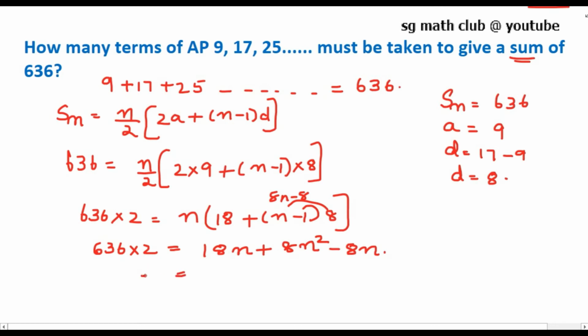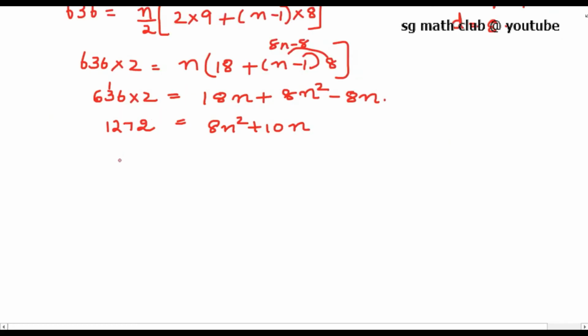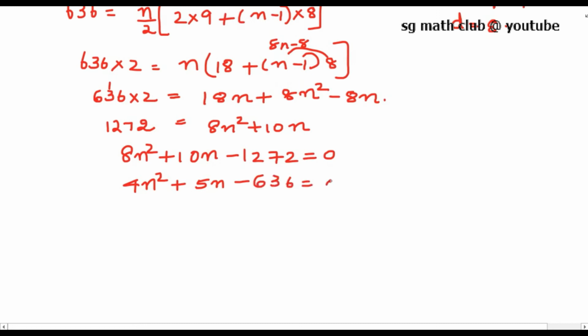When you multiply this by 2, 1272 equal to 8n square plus 10n. Now we can make it in the form of a quadratic equation. 8n square plus 10n minus 1272 equal to 0. So 2 is a common term. When I take outside 2, I have 5n minus 636 equal to 0.